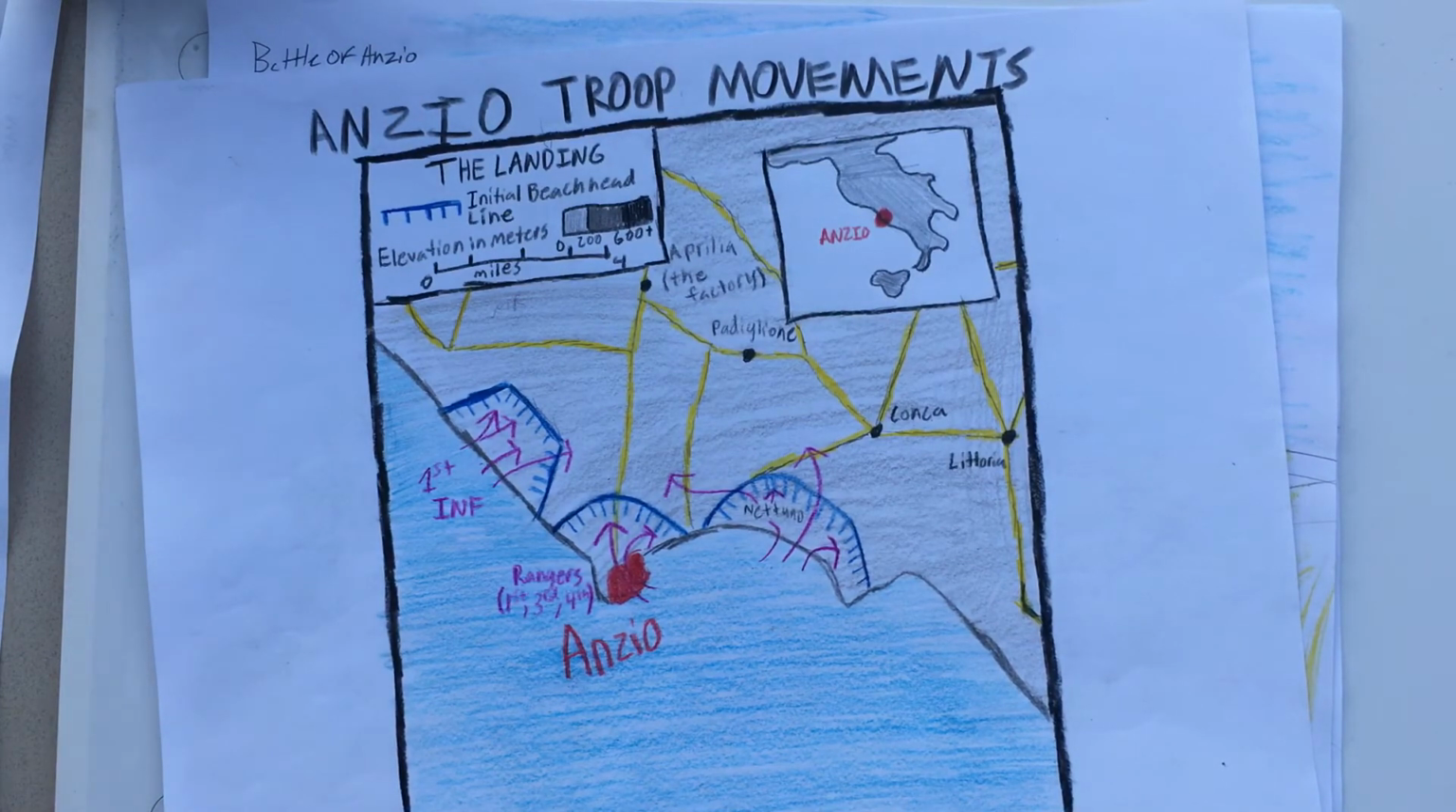Anzio troop movements. This shows how the Allied troops came from the waters and landed on the beach area in Anzio, and they set up 3 infantry stances on the beach areas where they would fight the German soldiers.